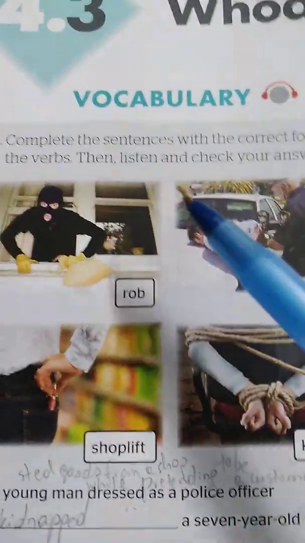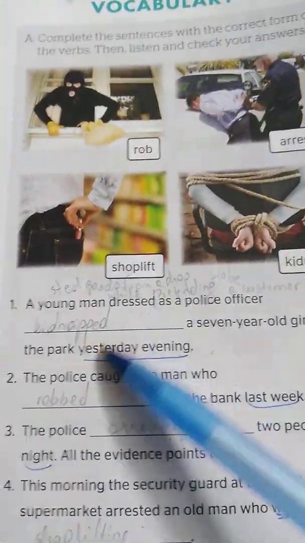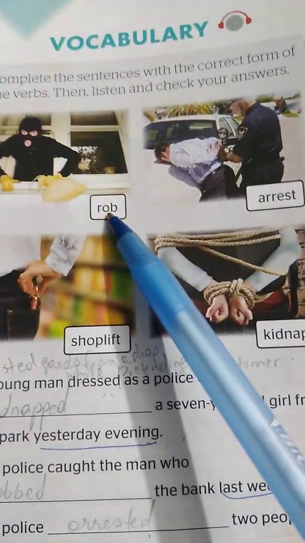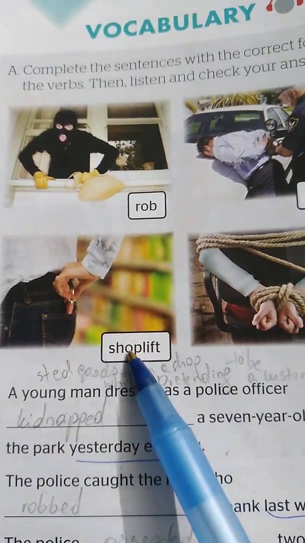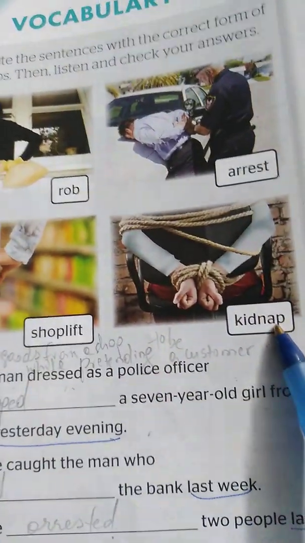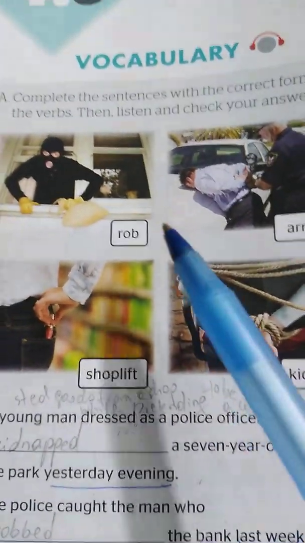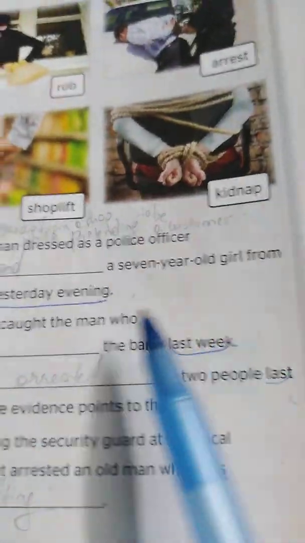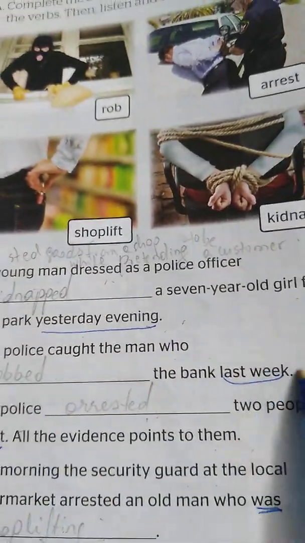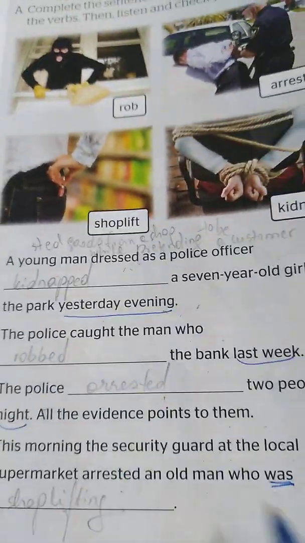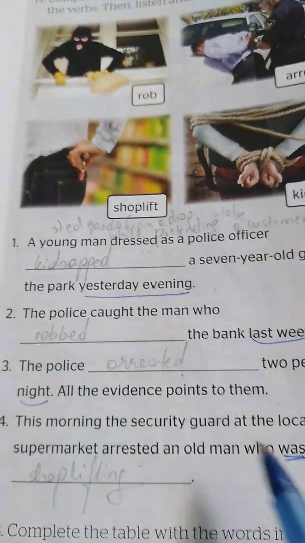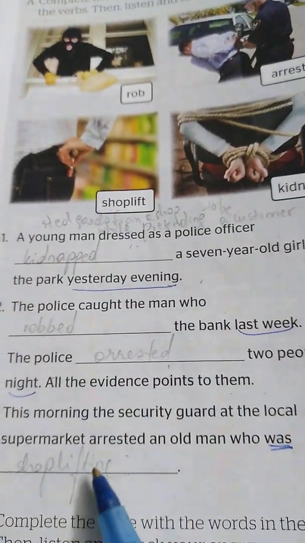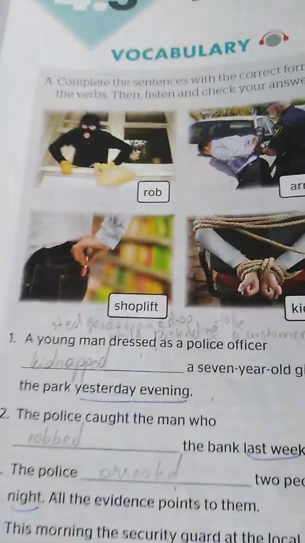Vocabulary. Here, you have to make up sentences using the verbs rob, arrest, shoplift, and kidnap, in the correct form of the sentences. Here you have yesterday evening, last week, last night, but be careful here. You have the verb was, so you have not to use past simple of the verb, but past continuous or past progressive, right? So it's not difficult.